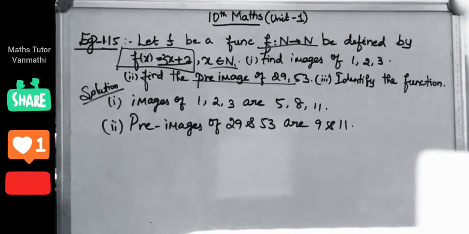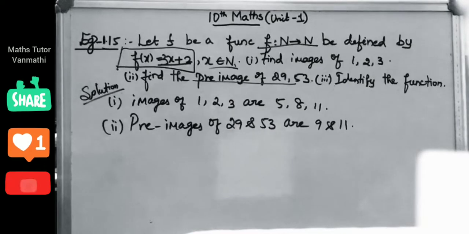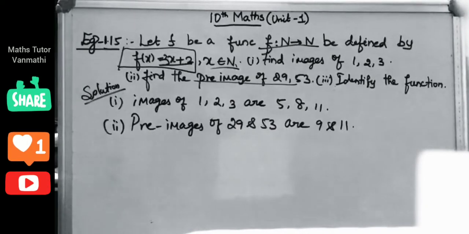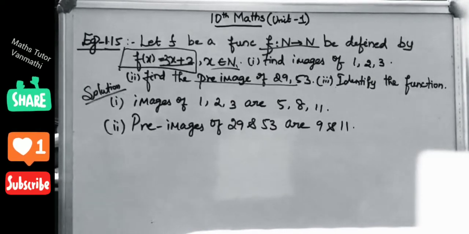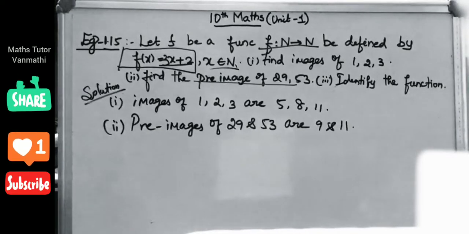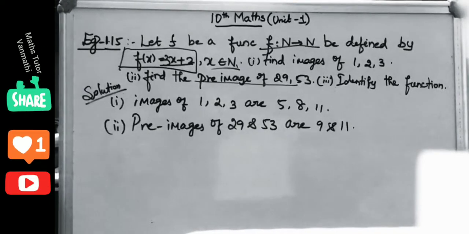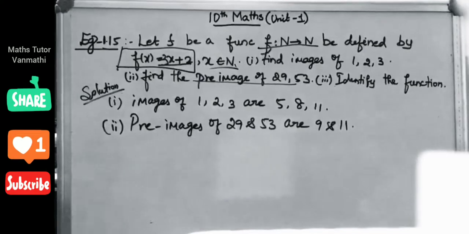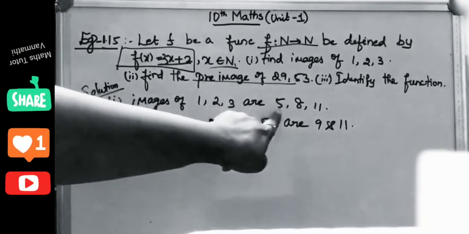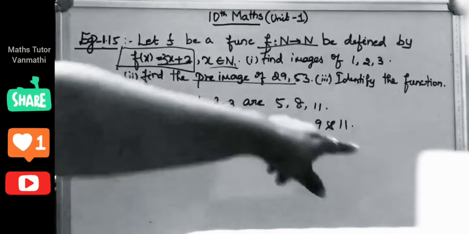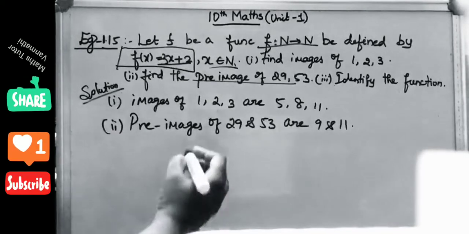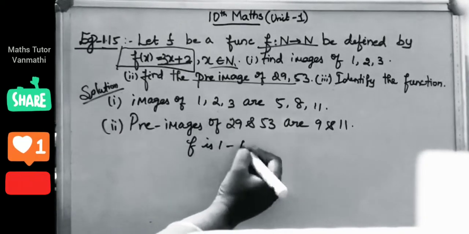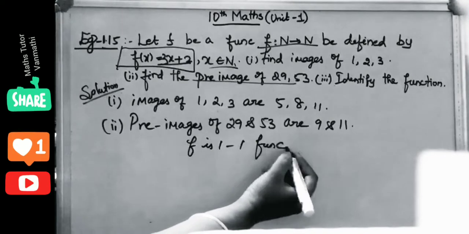In the first subdivision, we have found the images of 1, 2, 3 as 5, 8 and 11. And in the second subdivision, the pre-images of 29 and 53 are 9 and 11. From these both, we can see that distinct elements have different images in the codomain. That is, 1, 2, 3 maps to 5, 8, 11. From this we can say that f is a 1-to-1 function.